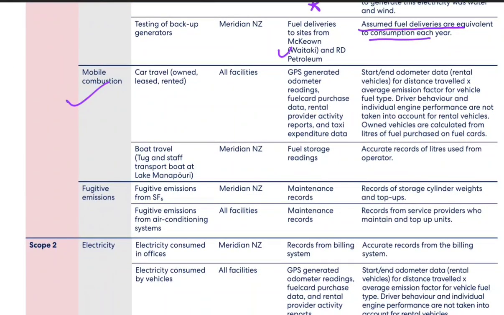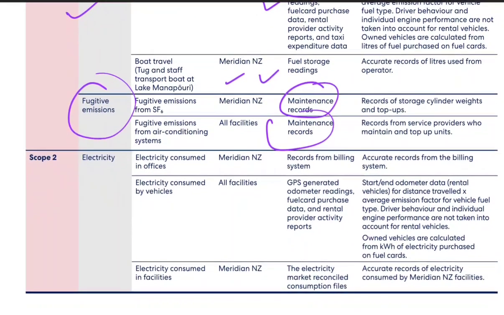Then mobile combustion, again from car travel, owned, leased and rented by the company. Boat travel, all the facilities. So again you can see from where the emission quantity was sourced, like GPS, odometer readings, fuel card purchases, rental providers, and all these details are available here. Similarly, for fugitive emission, maintenance records and all, we can see here records for storage cylinder weights and top-ups, and the service provider who maintains the top-up units.